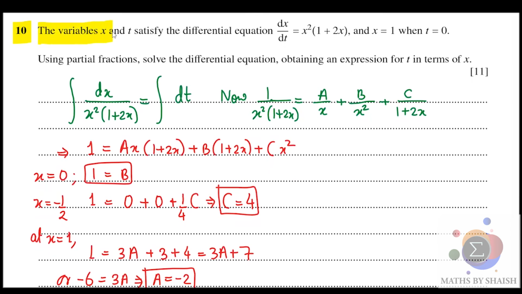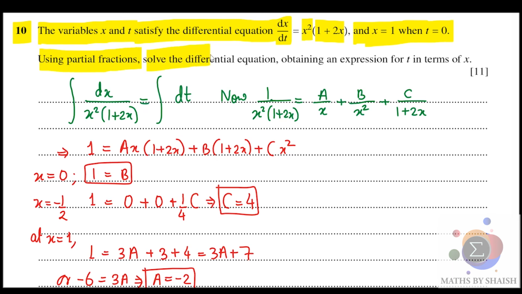The variables x and t satisfy the differential equation dx over dt equals x square into 1 plus 2x. When x is 1 when t is 0, using partial fractions, solve the differential equation obtaining an expression for t in terms of x. So there are three things. First one is using partial fractions. Second thing is solve the differential equation and then obtain an expression for t in terms of x. These three things we have to do.